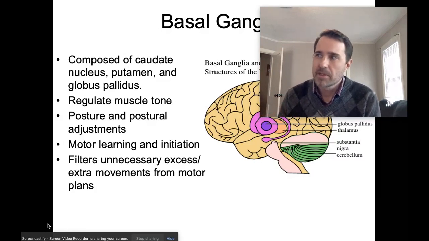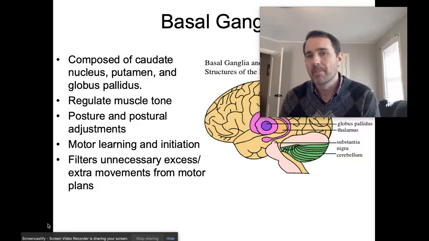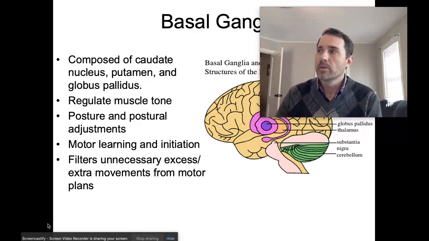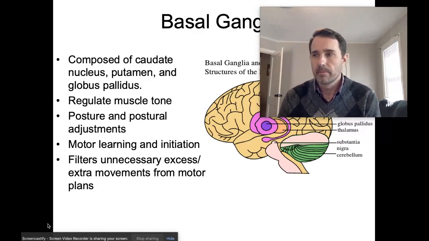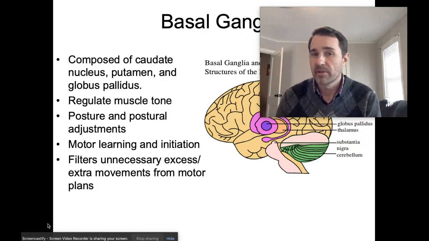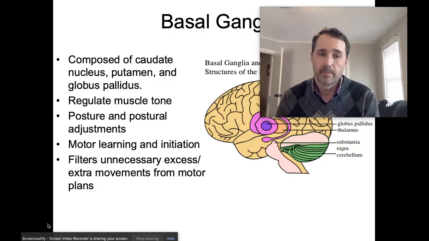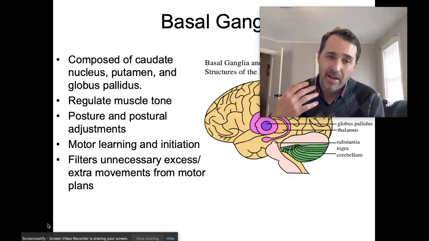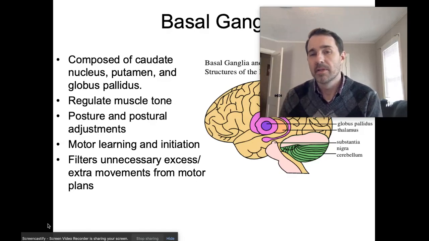People with damage to the basal ganglia or a non-functional basal ganglia have difficulty initiating motor movement. They know the movement they want to initiate. They know the movement they want to produce. They just can't get their body to initiate it, or it's more difficult for their body to initiate. And also, these individuals may have excess involuntary movements in their body.